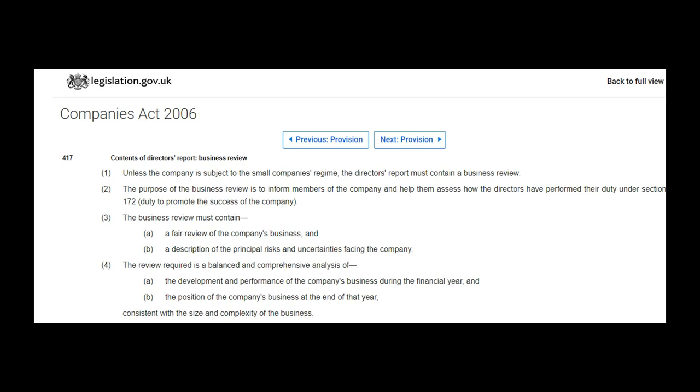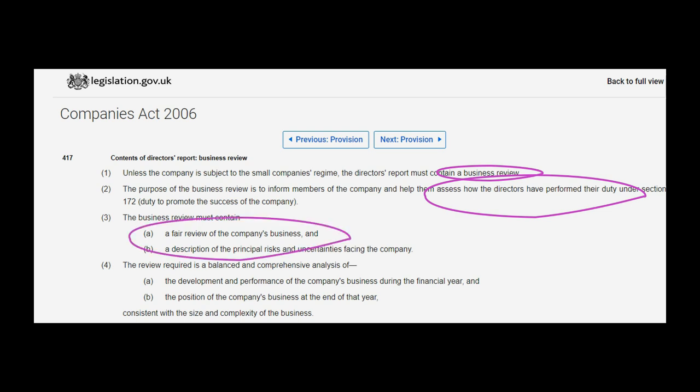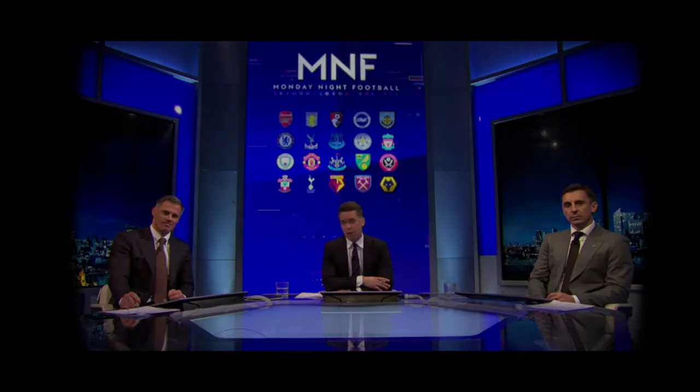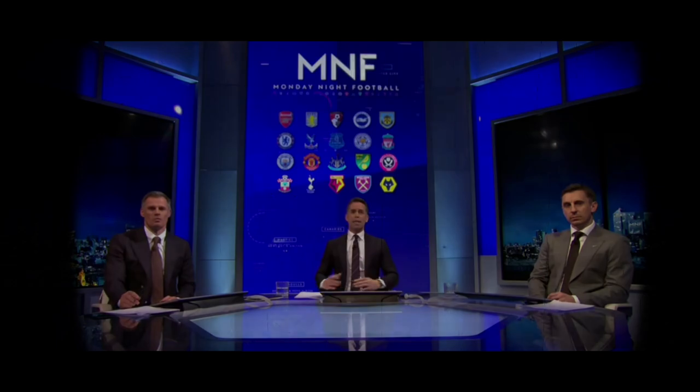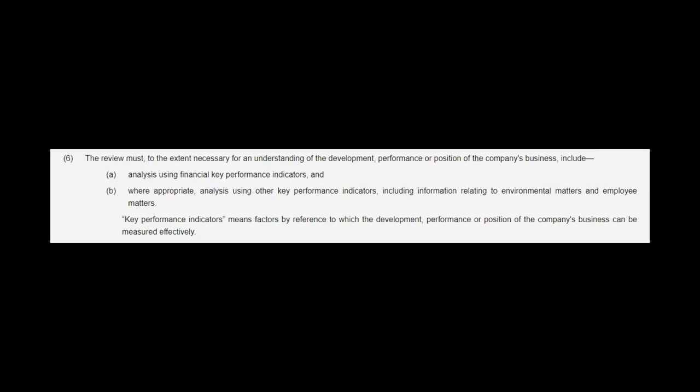Under the Companies Act, companies, including Premier League and Championship clubs, are required to deliver a business review along with their financial statements. Its aim? To help inform and assess how the directors have performed their duties by setting out a fair review of the club's business and principal risks, as well as an analysis of the development, performance and position of the company. Now to do that, we've obviously had to try and lay down some criteria. Directors are encouraged to spotlight key performance indicators, both financial and non-financial, to gain insights into the club's performances.